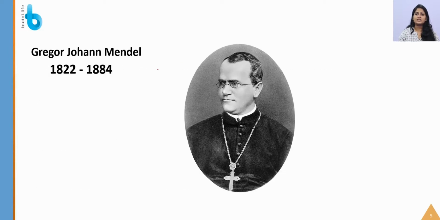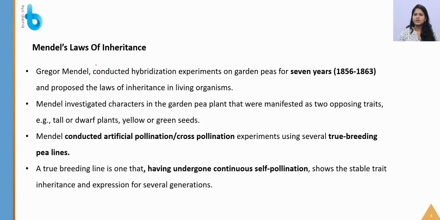After his death only, many of his works were discovered, and we will see when his work was discovered and what he concluded. Mendel conducted hybridization experiments on garden pea plant for 7 years. Remember these 7 years, and you will also have 7 contrasting characters. So you can remember it like 7 years and 7 contrasting characters. Based on his observations he gave many laws of inheritance, which are called Mendel's laws of inheritance.